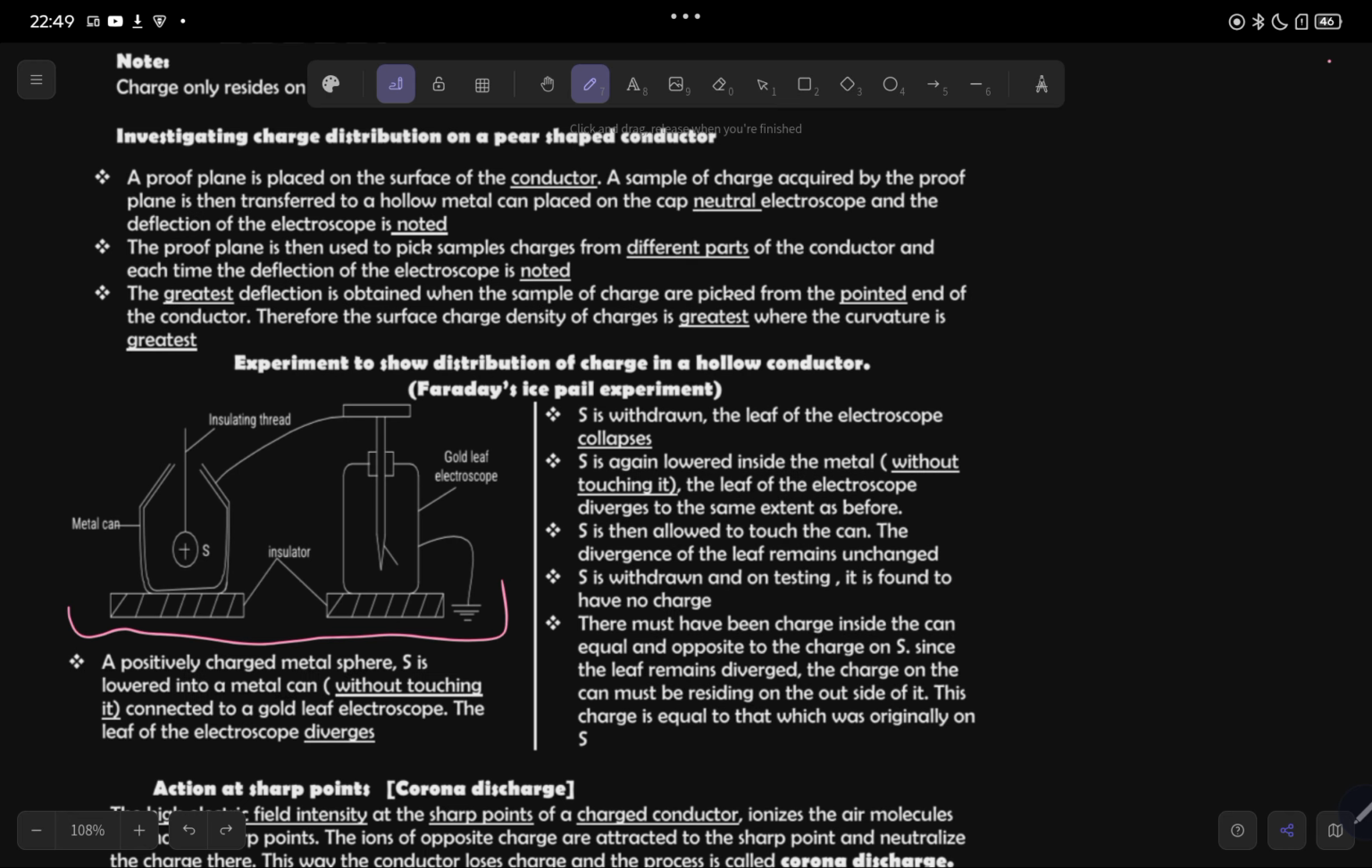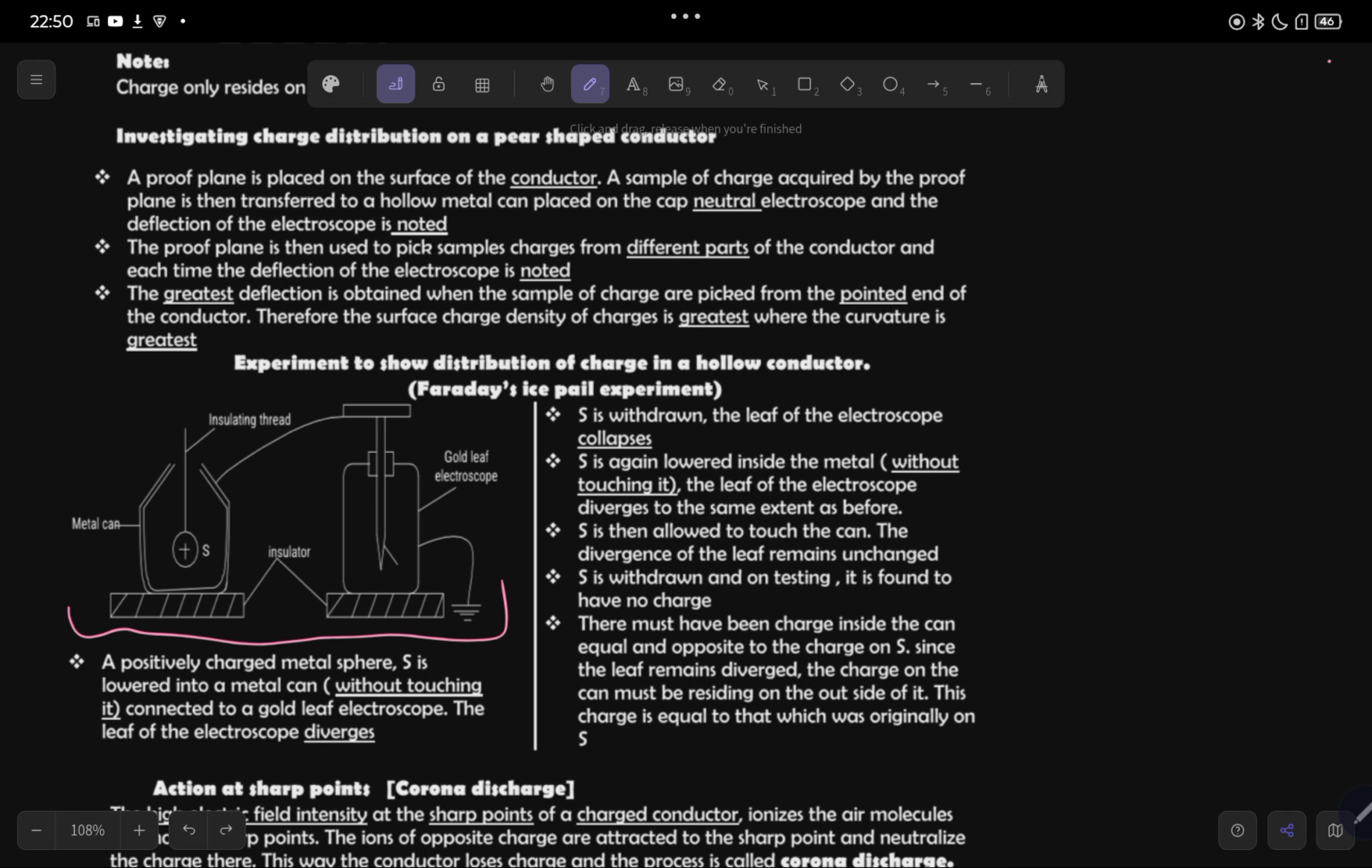Now, the leaf of the gold leaf electroscope, of course, diverges. Why? Because when you bring the positively charged sphere, it will induce a negative charge on the inside of the can and will repel all the positive charges. They go through the wire connecting the metal can to the gold leaf electroscope. They are repelled further and you find them on the brass rod and the gold leaf, thus causing a divergence. So divergence happens when you lower that metal sphere S into the hollow can, even if it doesn't touch the inside walls of the metal can.